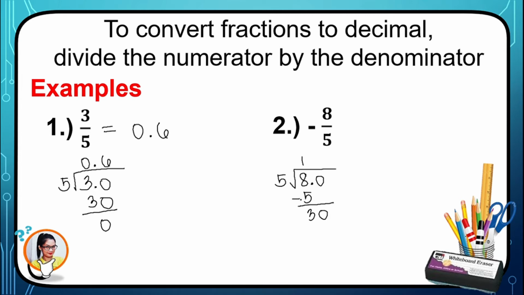From here, how many 5 are there in 30? That's correct, 6. So we have here 6. Now 6 times 5, the answer is 30. So when we subtract, we'll have here 0. And therefore, -8/5 is equivalent to -1.6.